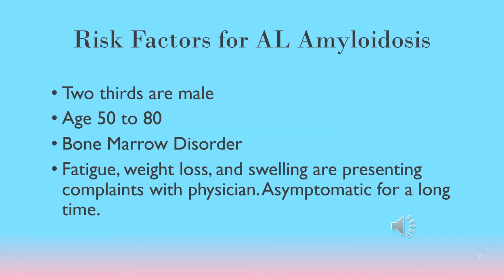All right, let's talk about risk factors for this particular type of amyloidosis. Now, the good news we have with this is that it doesn't attack the brain. That's about the only good news that we have with this particular type of amyloidosis. But 2/3 of the people that get it are male, and most of the people that get it are 50 to 80. However, they have had people as low as in their 20s be diagnosed with this particular type.